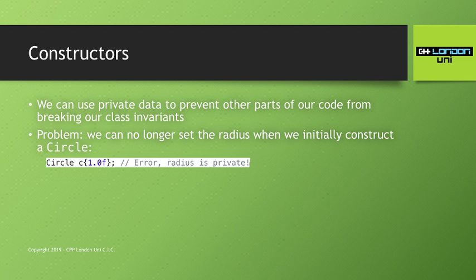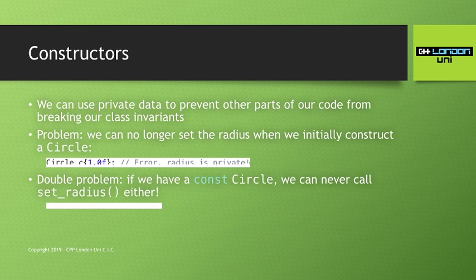And actually, there was nothing to stop you saying Circle c curly braces -12. We weren't establishing our invariant when we were constructing our circle. So even before we had the private thing, this was problematic. So once we've introduced private data, we can no longer use this simple method for constructing our types.